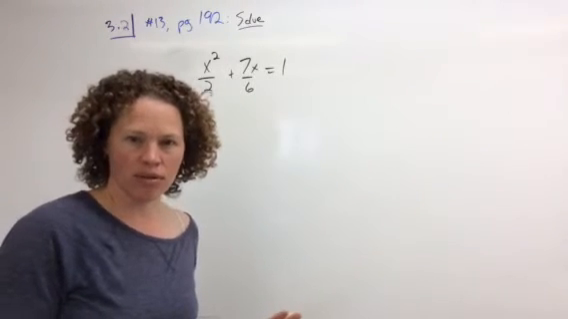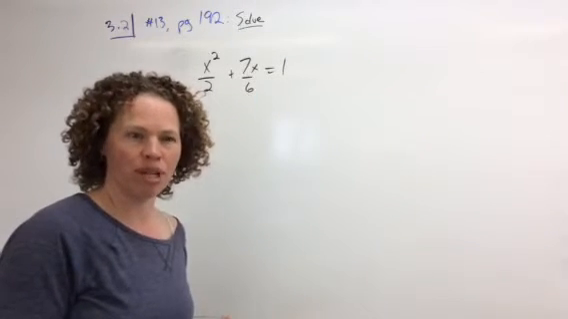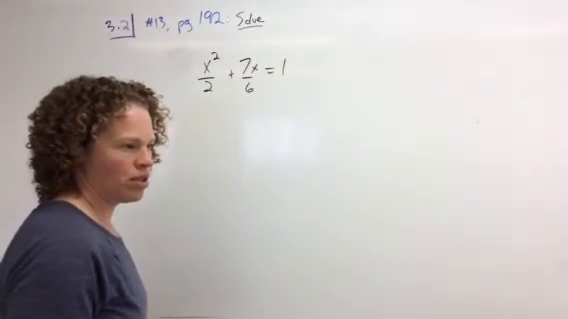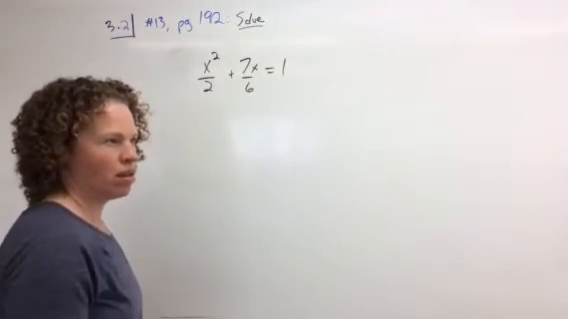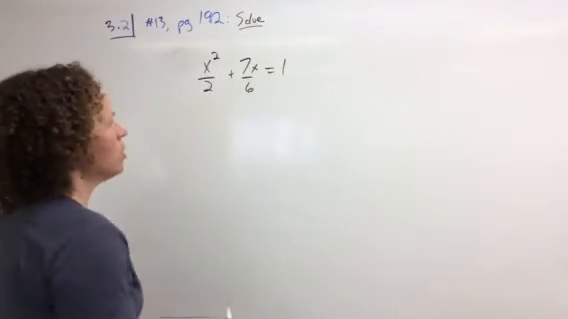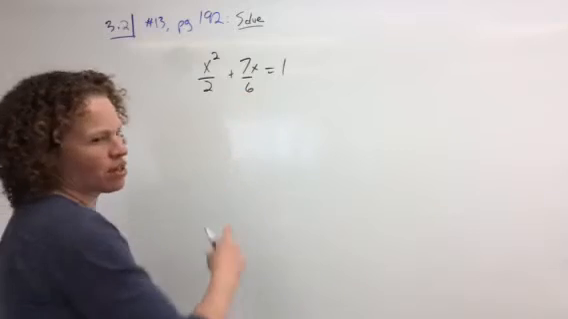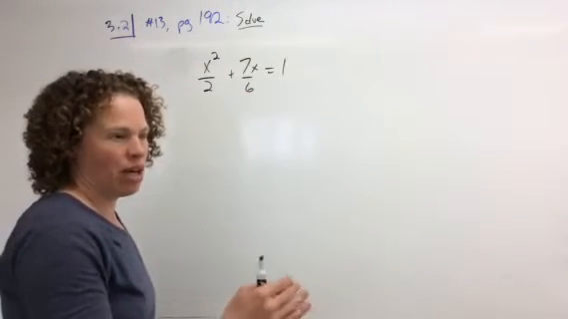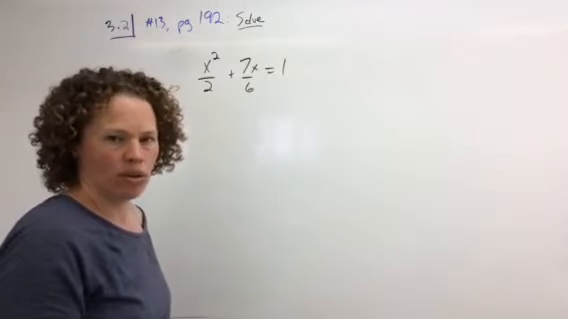The easiest way to get rid of fractions is to multiply by the biggest denominator. As long as they all have a common factor, it should work out. So 2 is a factor of 6, which means that if I multiply 6 by a half, I'm going to get a whole number.